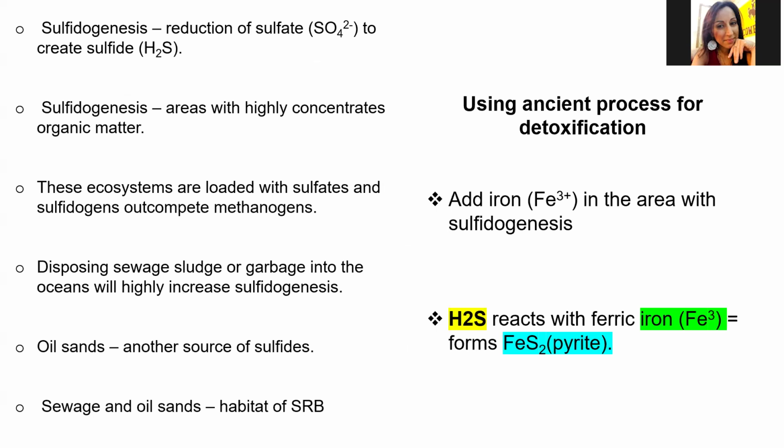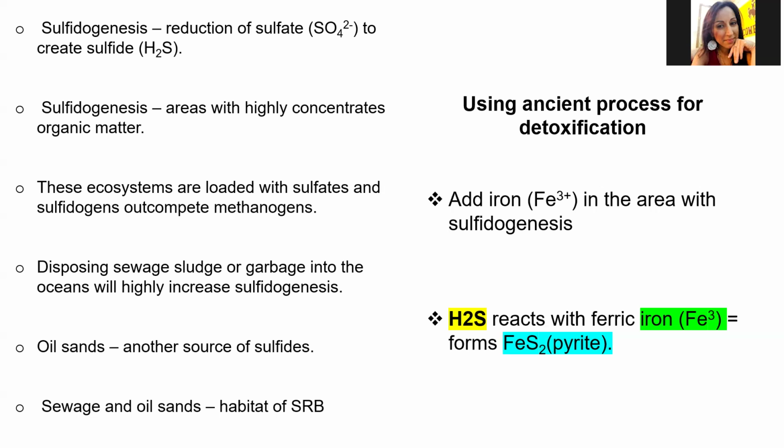If they're called sulfidogens, the process they perform when they make hydrogen sulfide is called sulfidogenesis. And you will recognize sulfidogenesis because it's very stinky. It stinks like bad eggs. That's hydrogen sulfide. And that happens in areas where organic matter is concentrated. Those areas are loaded with sulfates, like tons of trash. That's where sulfidogens outcompete methanogens. Even though that's maybe good for the environment, it really stinks because there will be a lot of smell.